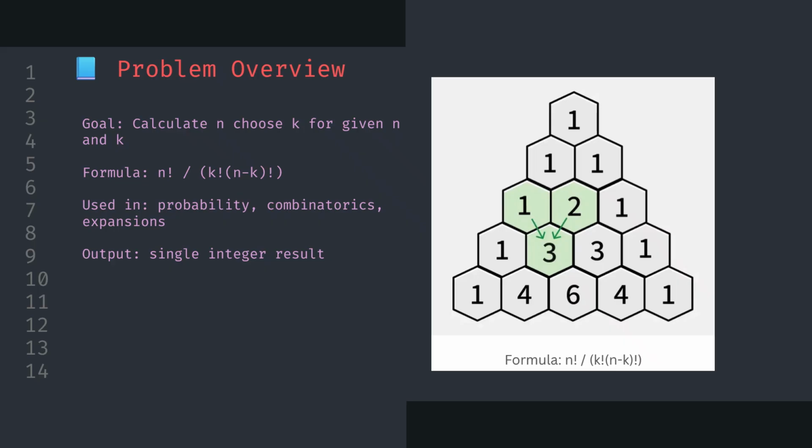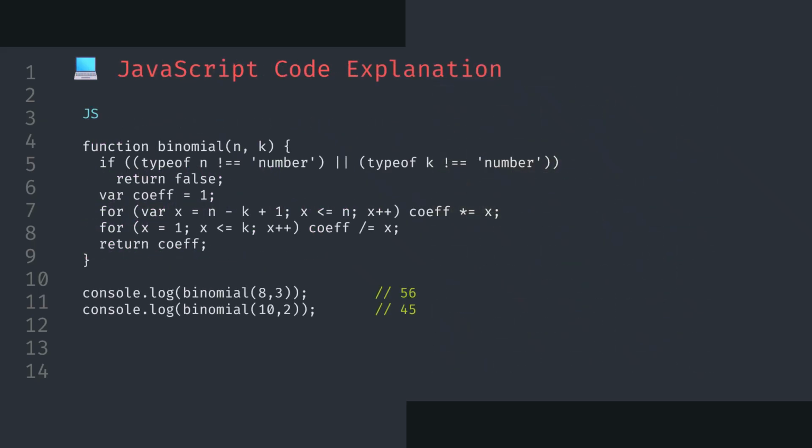Now, let's see the JavaScript code to compute it. This function first checks if n and k are numbers. We then calculate the product of the numerator in the first loop, and then we divide by the denominator in the second. This avoids using factorial functions which can be inefficient for larger values. The end result is returned as the binomial coefficient.